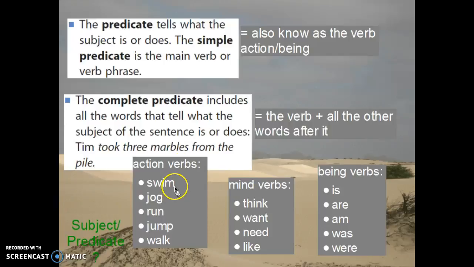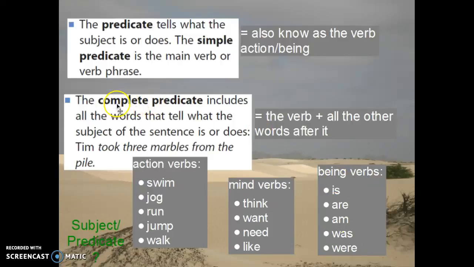Action verbs are words like swim, jog, run, jump, and walk. Things you can show with your body and through movement. Mind verbs are kind of like thinking verbs, such as think, or want, or need, or like. Then we have these other verbs called being verbs. The most common ones you're going to see, boys and girls, are is, are, am, was, and were. There's a few more that you can see occasionally, but these I think will cover you for today, okay?